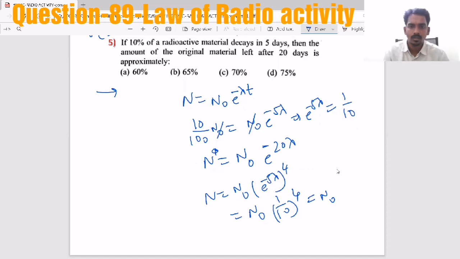10%. Okay. Now N naught into 1 by 10 whole power 4 means 1 by 10,000.